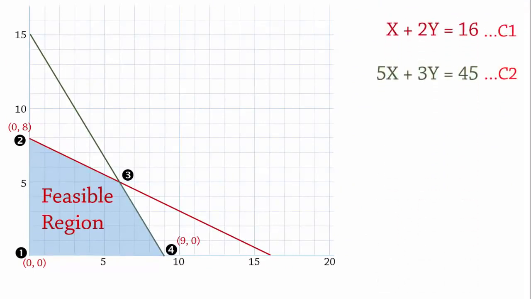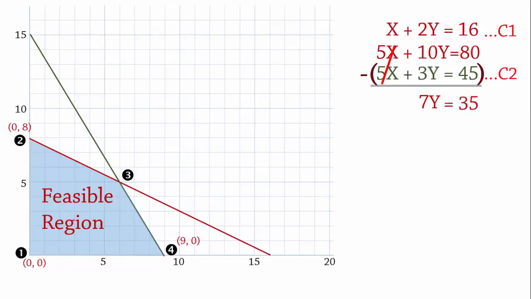Here are the lines for the two constraints. Now suppose I choose to eliminate x. Note that the coefficient of x here in C2 is 5. Then I can simply multiply the first equation by 5 to give 5x plus 10y equals 80. And then we can subtract C2 from the new equation. So 5x cancels 5x. 10y minus 3y is 7y, and 80 minus 45 gives 35. And on dividing both sides by 7, we have y equals 5.